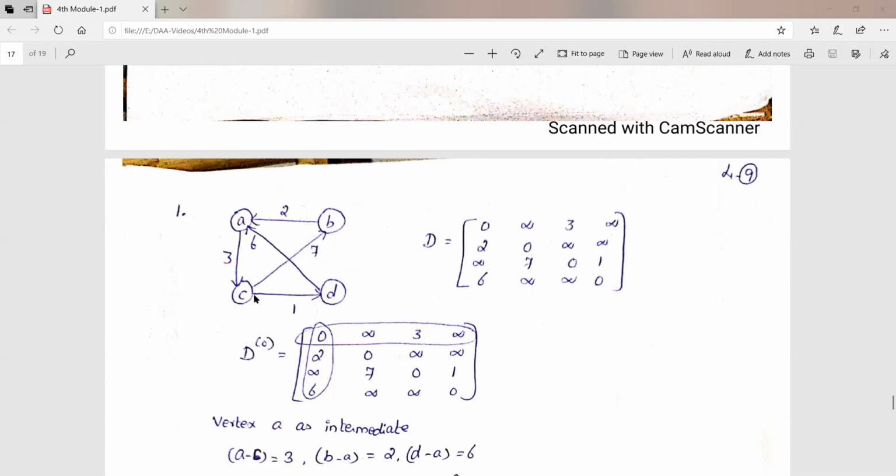So from C, we are having C to B and C to D. C to B we are having the value 7, and C to D we are having the value 1, and D to A we are having the value 6. Okay, so this will be the cost adjacency matrix. So this one will be the D of 0. D of 0 is nothing but the same values: 0, infinity, 3, infinity, 2, 0, infinity, infinity, infinity, 7, 0, 1, 6, infinity, infinity, 0.